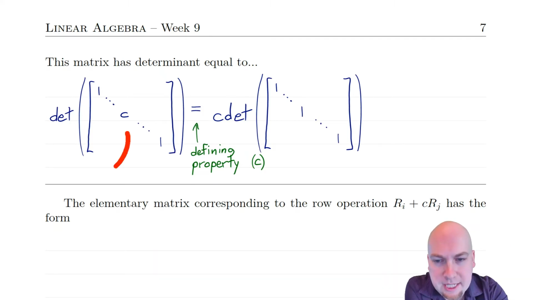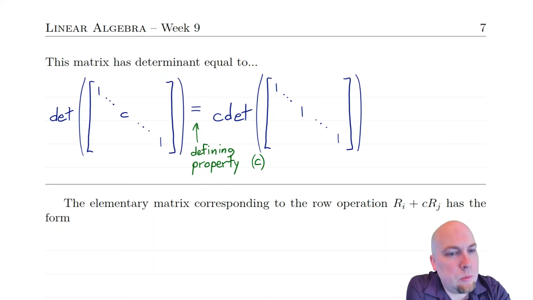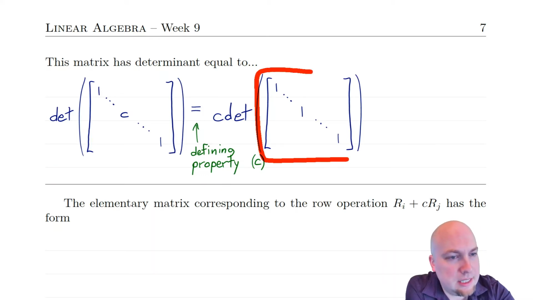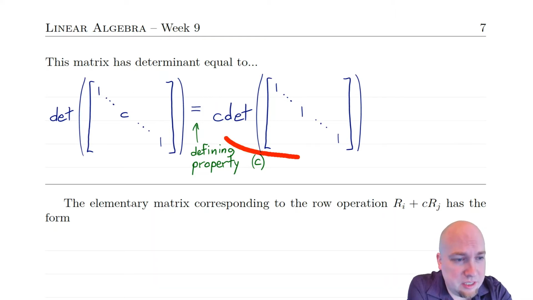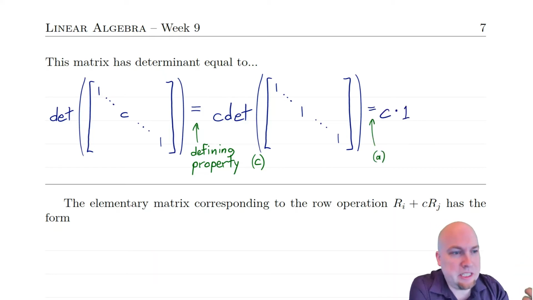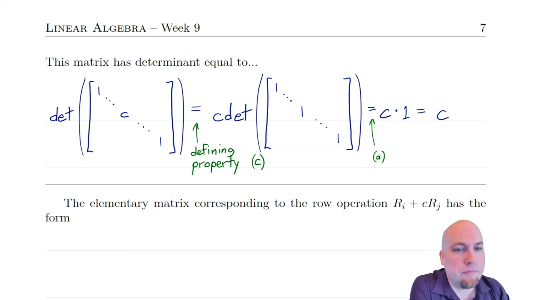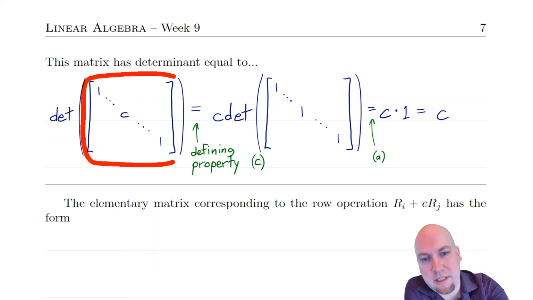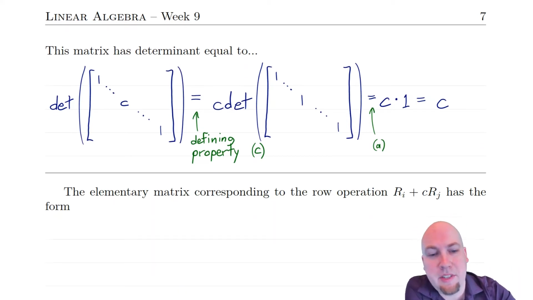So we pull that C out in front. We're pulling it out of one of the columns. What we're left with is the determinant of the matrix that has ones all down the diagonal, but that's the identity matrix. So this is C times the determinant of the identity matrix, but the identity matrix has determinant 1, so we get C times 1, which is just C. So this elementary matrix really does have determinant C, just like we guessed. That's one of the three types of elementary matrices down.